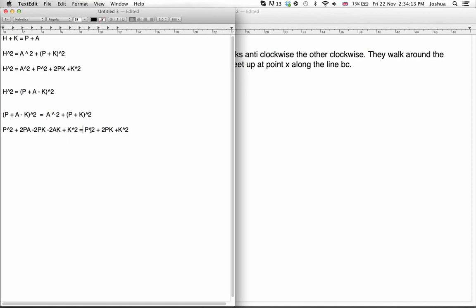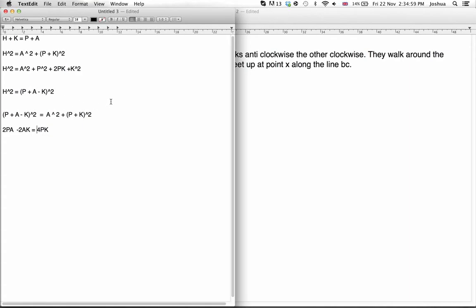And what else can we do? Let's add 2PK to both sides. So we get 4PK. There we go. And what else can we do? Subtract K squared from both sides. Subtract P squared from both sides. Then we get 2PA minus 2AK equals. Don't tell me this is the equation we started off with. Not like that.